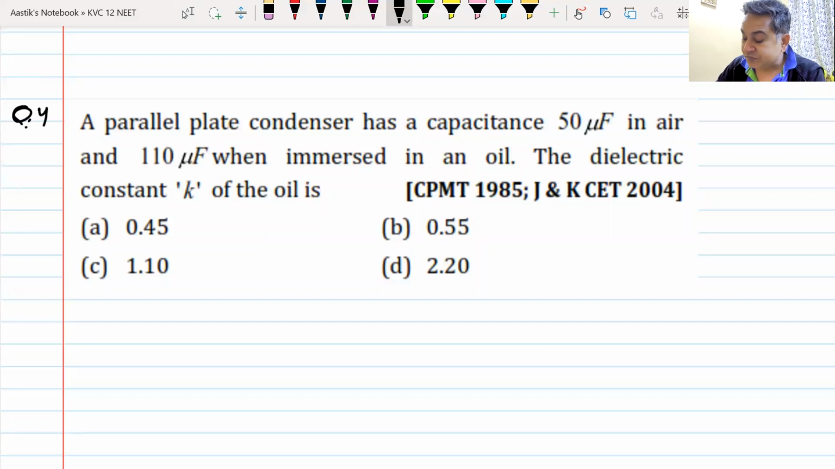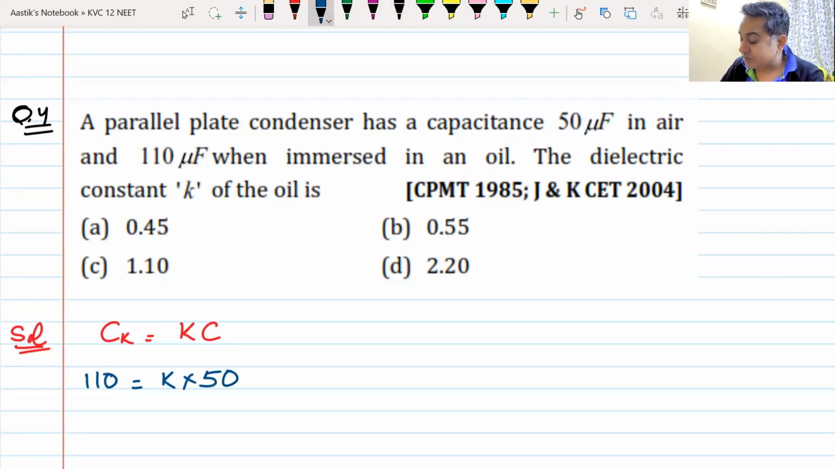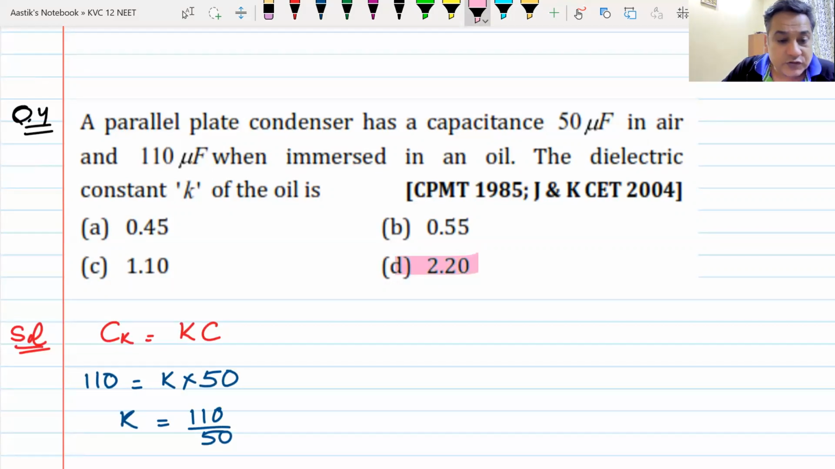Question number 4. So remember, when we dip it in a dielectric, the capacitance with the dielectric becomes K times the original capacitance. Yes or no? Yes. The new capacitance is 110, that will be equal to K multiplied by 50. So you can get K as 110 divided by 50, and your answer would be 2.20. Do we understand this? Yes or no? Yes, sir. Great. Let us now move on to the next question.